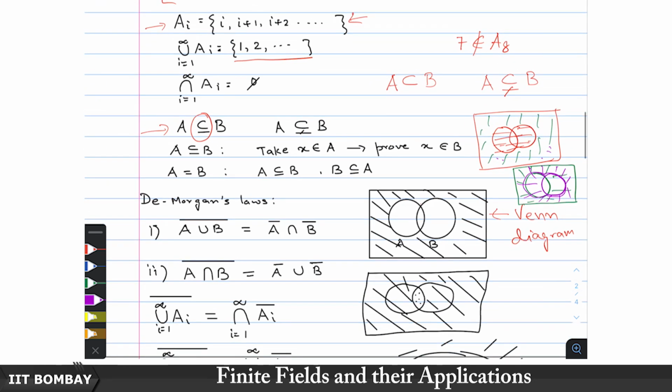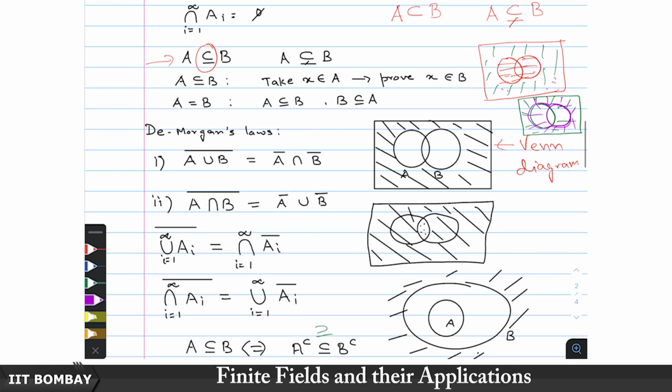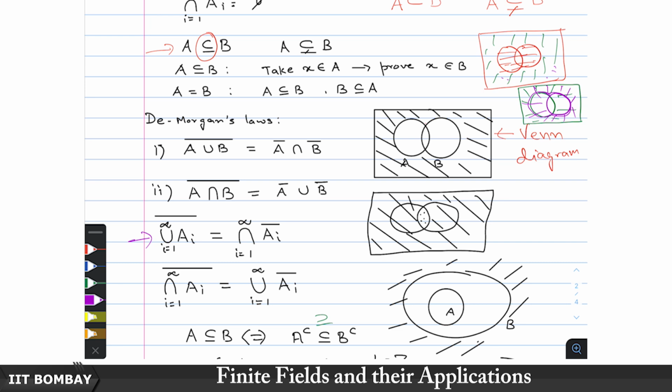Now, similarly, one can also see the other De Morgan's law, which says that the complement of A intersection B is the same as A complement union B complement. In fact, these laws also hold for an infinite collection of sets, and that is the version written here and here. The complement of the union is the intersection of the complements, and similarly the complement of the intersection is the union of the complements.